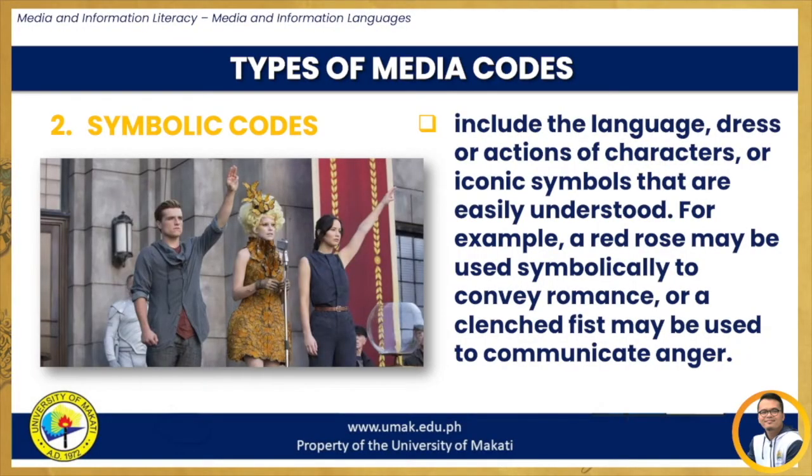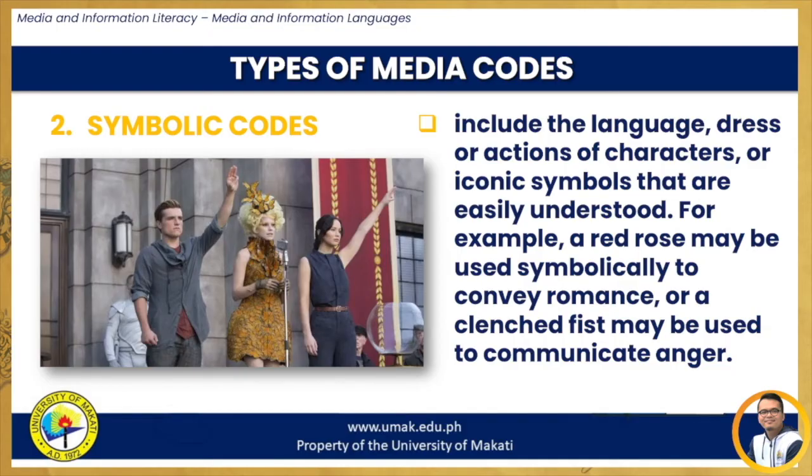Another type of media code is symbolic codes. Symbolic codes include the language, dress, or actions of characters, or iconic symbols that are easily understood. For example, a red rose may be used symbolically to convey romance, or a clenched fist may be used to communicate anger. Symbolic codes are social in nature.